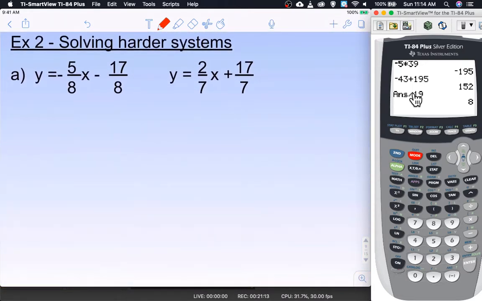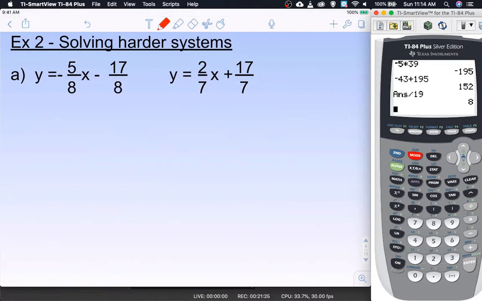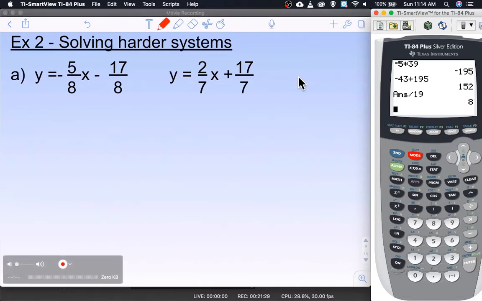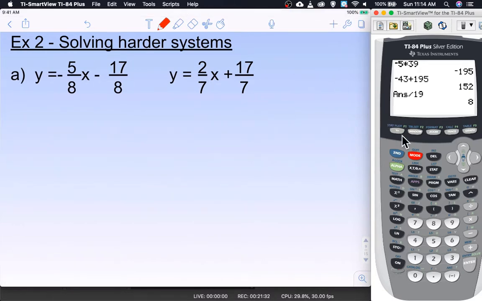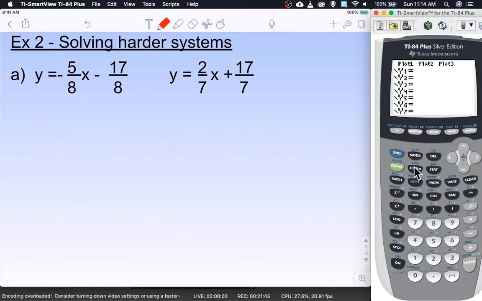Now, what happens when the systems of equations get more challenging? Here, check this out. I've got fractions and fractions and fractions and fractions, and this would be a huge pain to solve algebraically. Just the way it is. Now, graphing calculator people, I'm going to solve this using the graphing calculator first, and then I'm going to solve it by hand. So it's y equals, because both these equations are already y equals, so that kind of saves me a little bit of work.